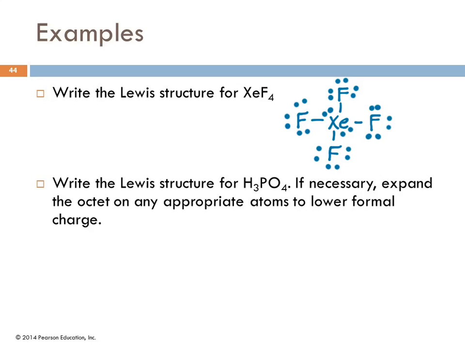And if we look at formal charges, when fluorine has one bond and 3 lone pairs, fluorine has a 0 formal charge. So all those are zeros. What about xenon? 0. Okay, let's do phosphoric acid.